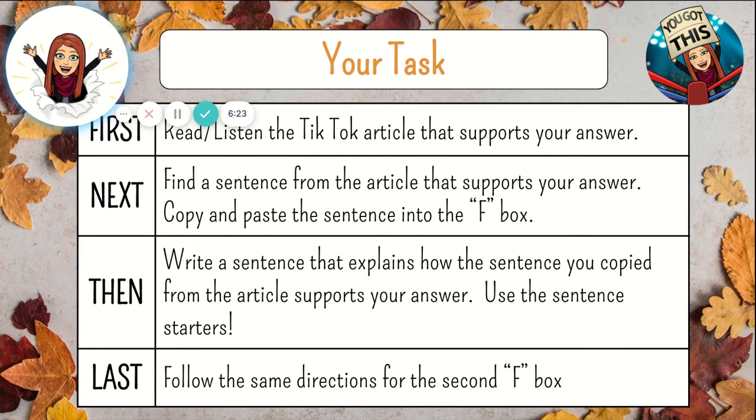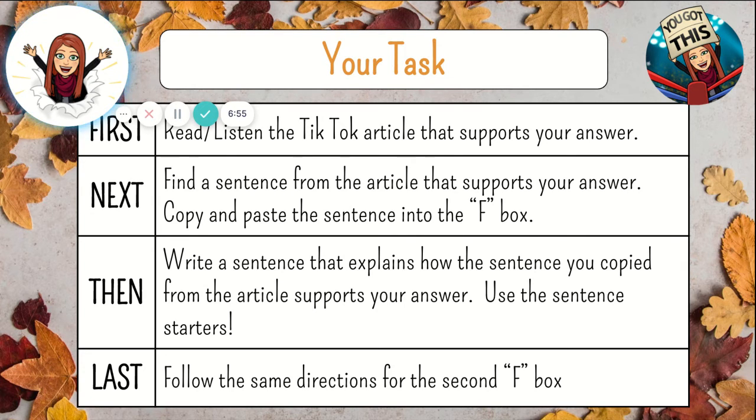Once you have your R and your A sentence copied from last week, then you're going to read, or you can listen to the TikTok article that supports your answer. If you said yes, TikTok should be used in school, then you would read and listen to the yes article. In the same way, if you said no, TikTok shouldn't be used in school, you would read or listen to the no article. Next, you're going to find a sentence from the article that supports your answer, something that you agree with that helps to prove that your answer is correct.